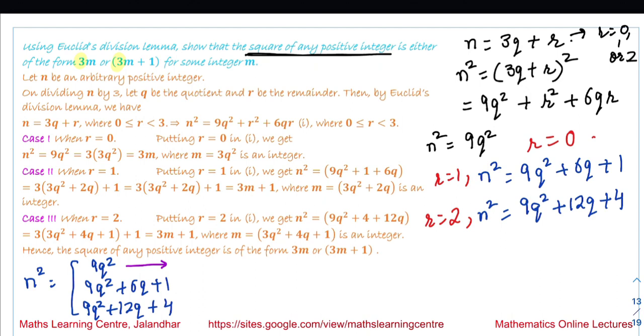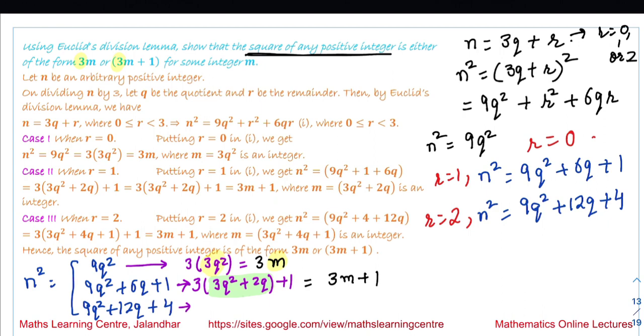We can write the first value as 3 into 3q square. If we substitute 3q square is equal to m, I can write it as 3 times m. M is this value, 3q square. Next, in the second case, I am taking 3 common from the first two terms, so I am left with 3 times (3q square plus 2q) plus 1. If I substitute 3q square plus 2q as m, I will write the answer as 3m plus 1.